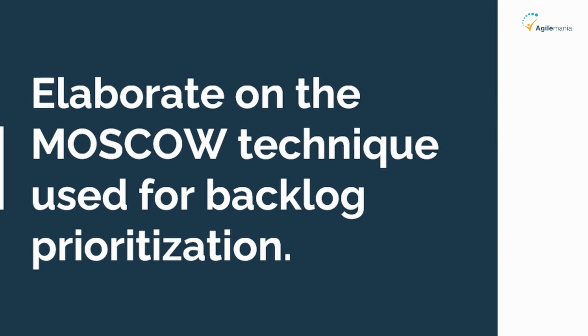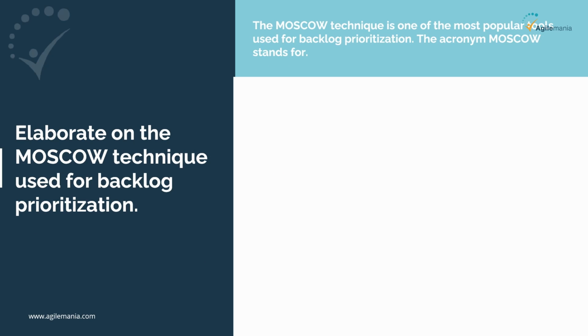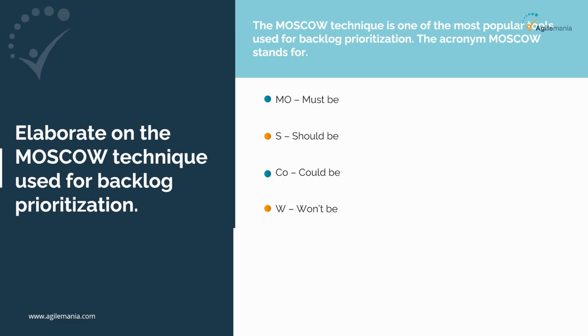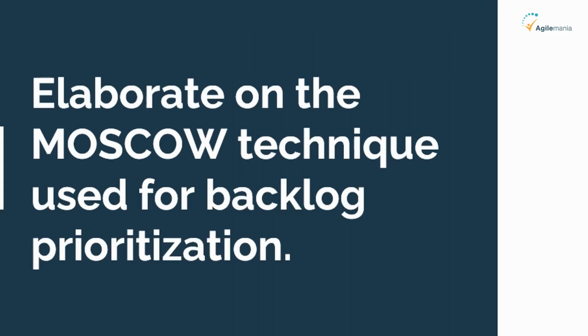Elaborate on the MoSCoW technique used for backlog prioritization. The MoSCoW technique is one of the most popular tools used for backlog prioritization. The acronym MoSCoW stands for MO, must be; S, should be; CO, could be; W, won't be. M is the highest priority, while W is the lowest priority.